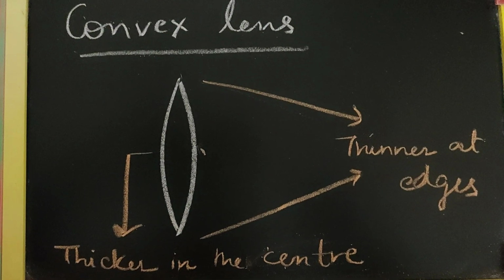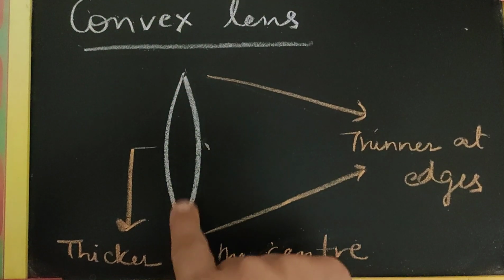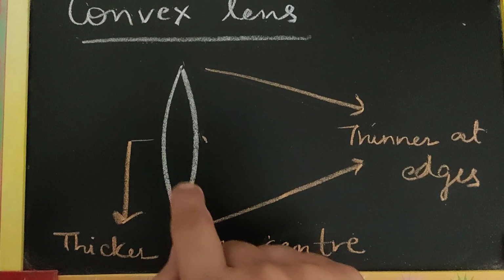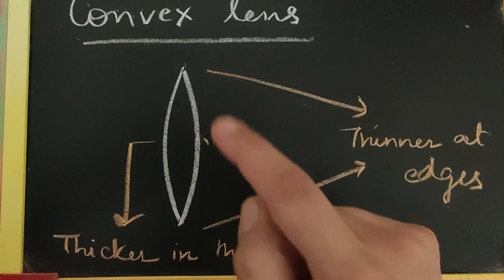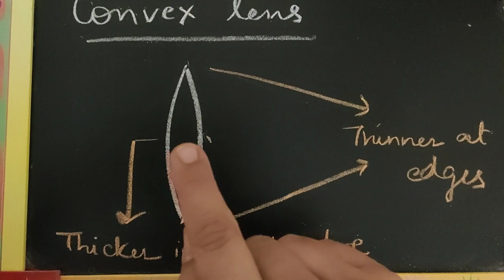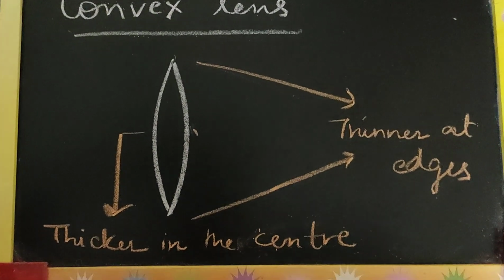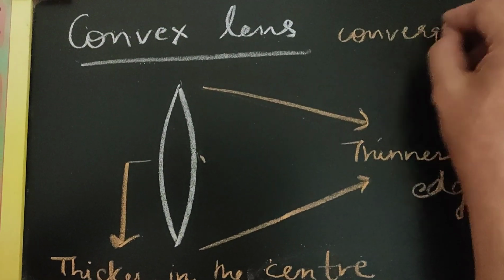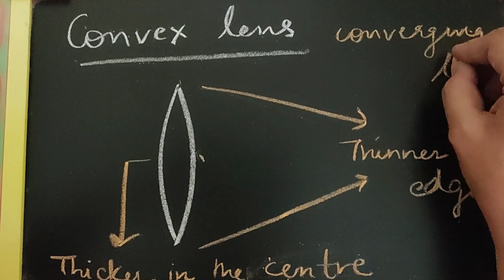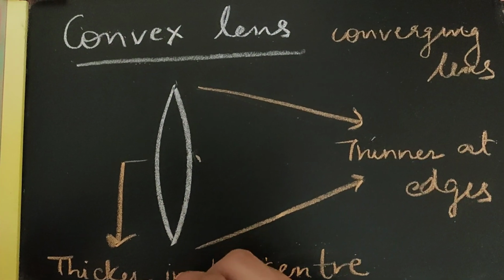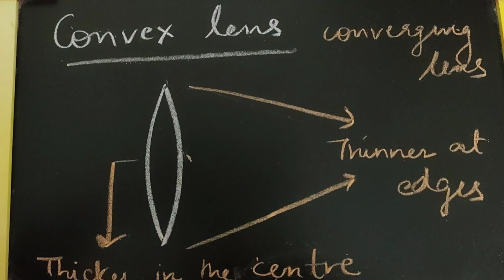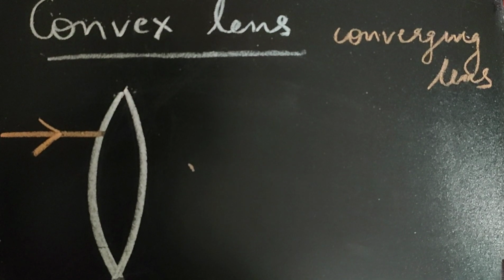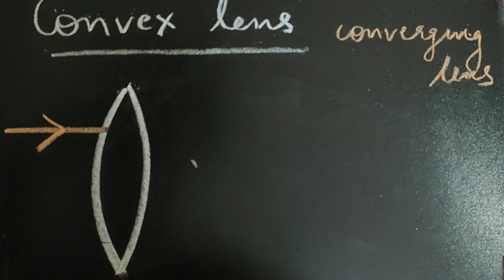So a convex lens is the one which is thinner at the edges and thicker in the center. That is how we draw the symbol of a convex lens. It is thinner at the edges and thicker at the center. This lens is also known as a converging lens, as it converges the light that falls on it. What do we mean by that, and why does this lens behave in this way? We'll just discuss. So let us try to understand why a convex lens behaves like a converging lens.